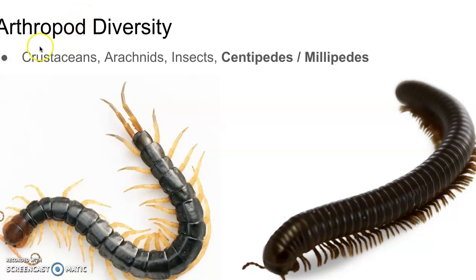If you think about this, crustaceans are all pretty much oceanic for the most part, and everything else is land organisms. So we have a good variety of organisms listed here.